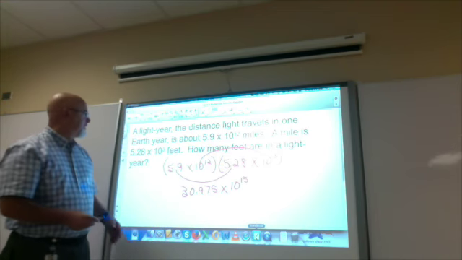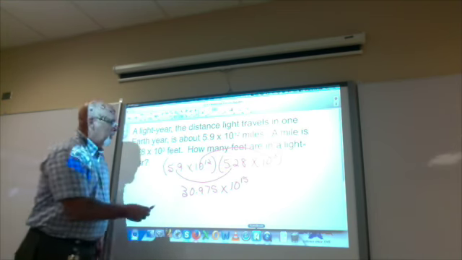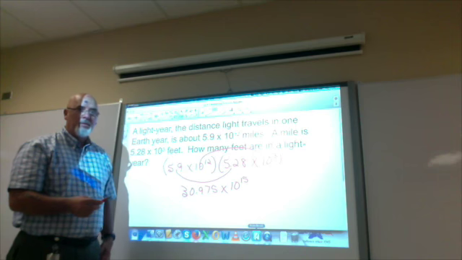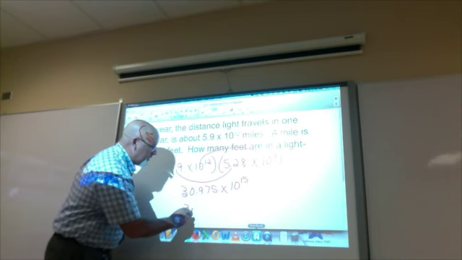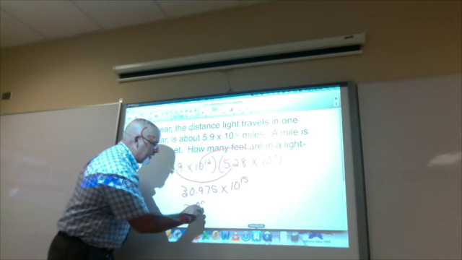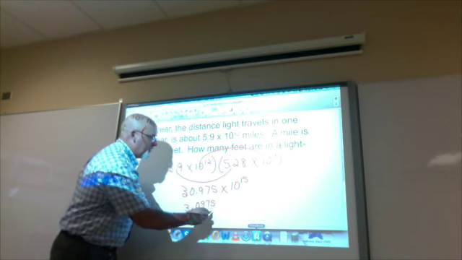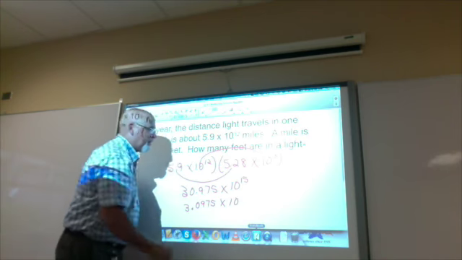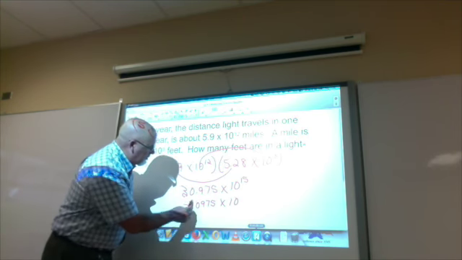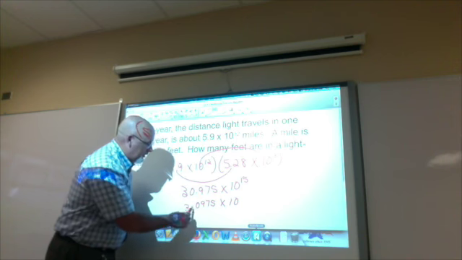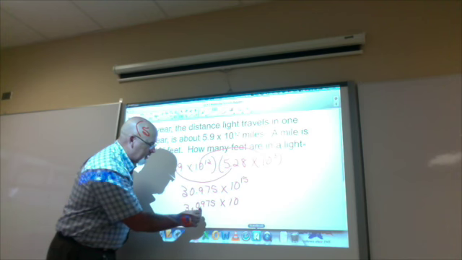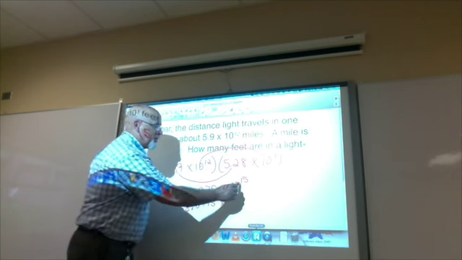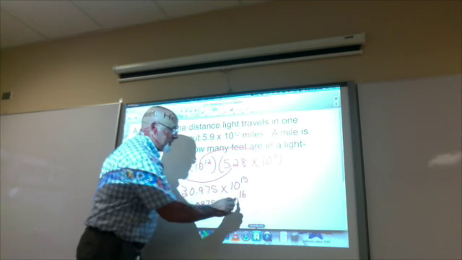And then we have to put this in scientific notation again. So we have to move the decimal one place to the left to make it 3.0975 times 10. This is 30.9, this is 3.0. To move it to 30, we have to move it one place to the right. So that means we increase the 15 to 16.